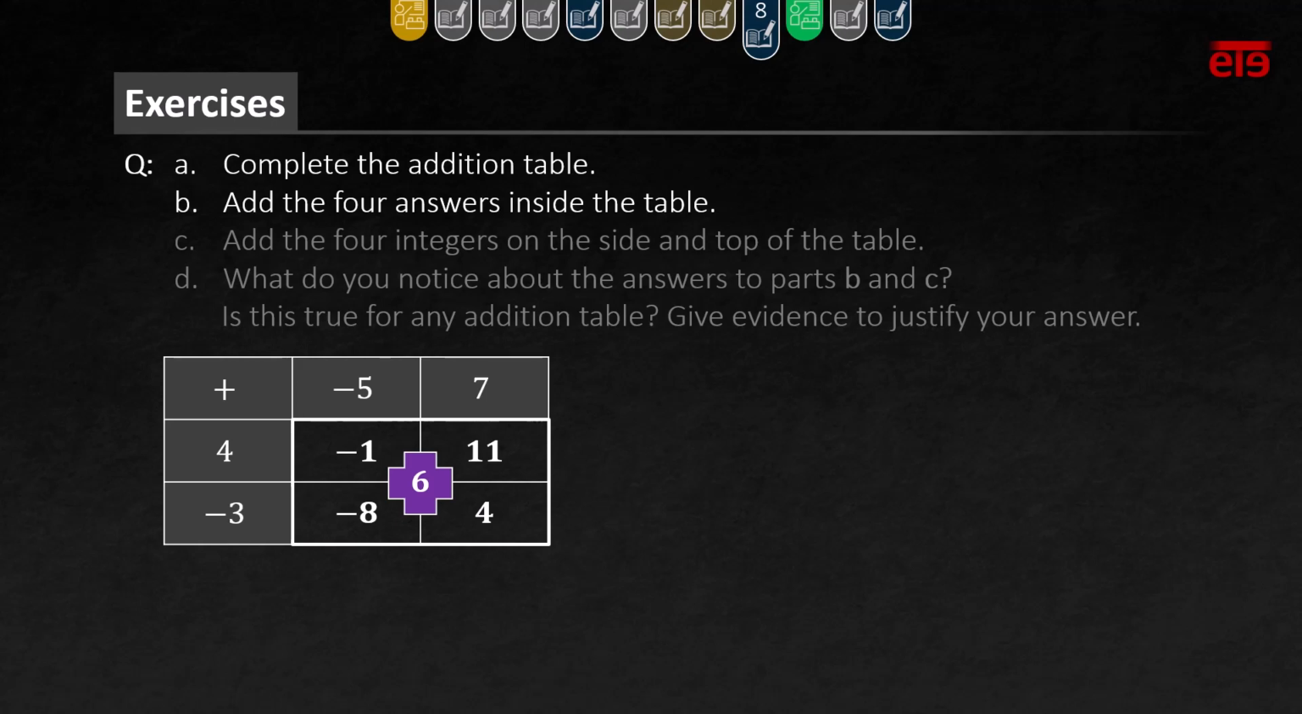Now, we add 4 integers on the sides and the top of the table. 4 plus negative 3 is 1. Negative 5 plus 7 is 2. And we add 1 plus 2. We get 3.